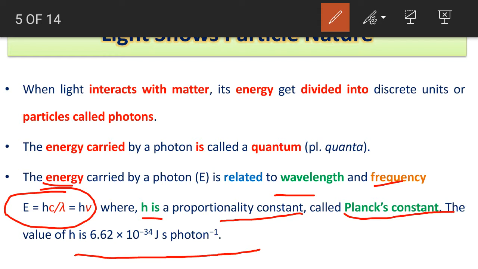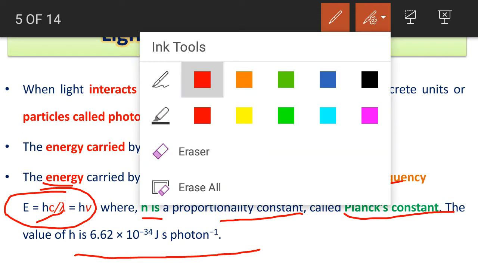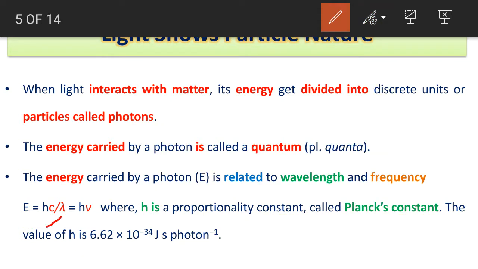As we have seen in the previous slide, there is a relationship between mu, that is frequency, and the wavelength. That relationship is mu, the frequency, is equal to c by lambda. So in this equation we can replace c by lambda with mu. The new equation becomes energy is equal to h into mu, that is, energy is equal to Planck's constant into the frequency of the radiation.